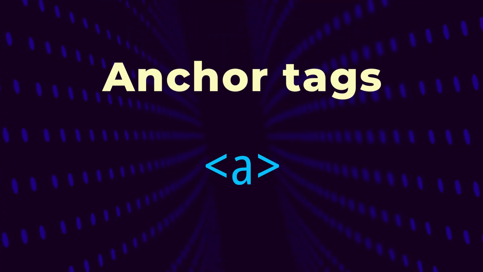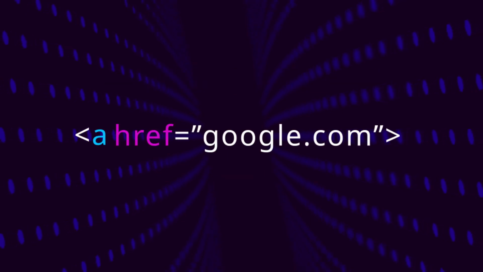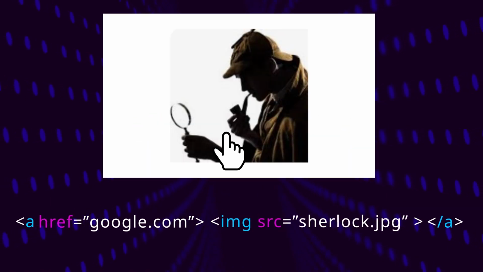Anchor tags are for links. The href attribute is the URL of where you want to link to, usually another web page. Anchor tags can surround text or images.